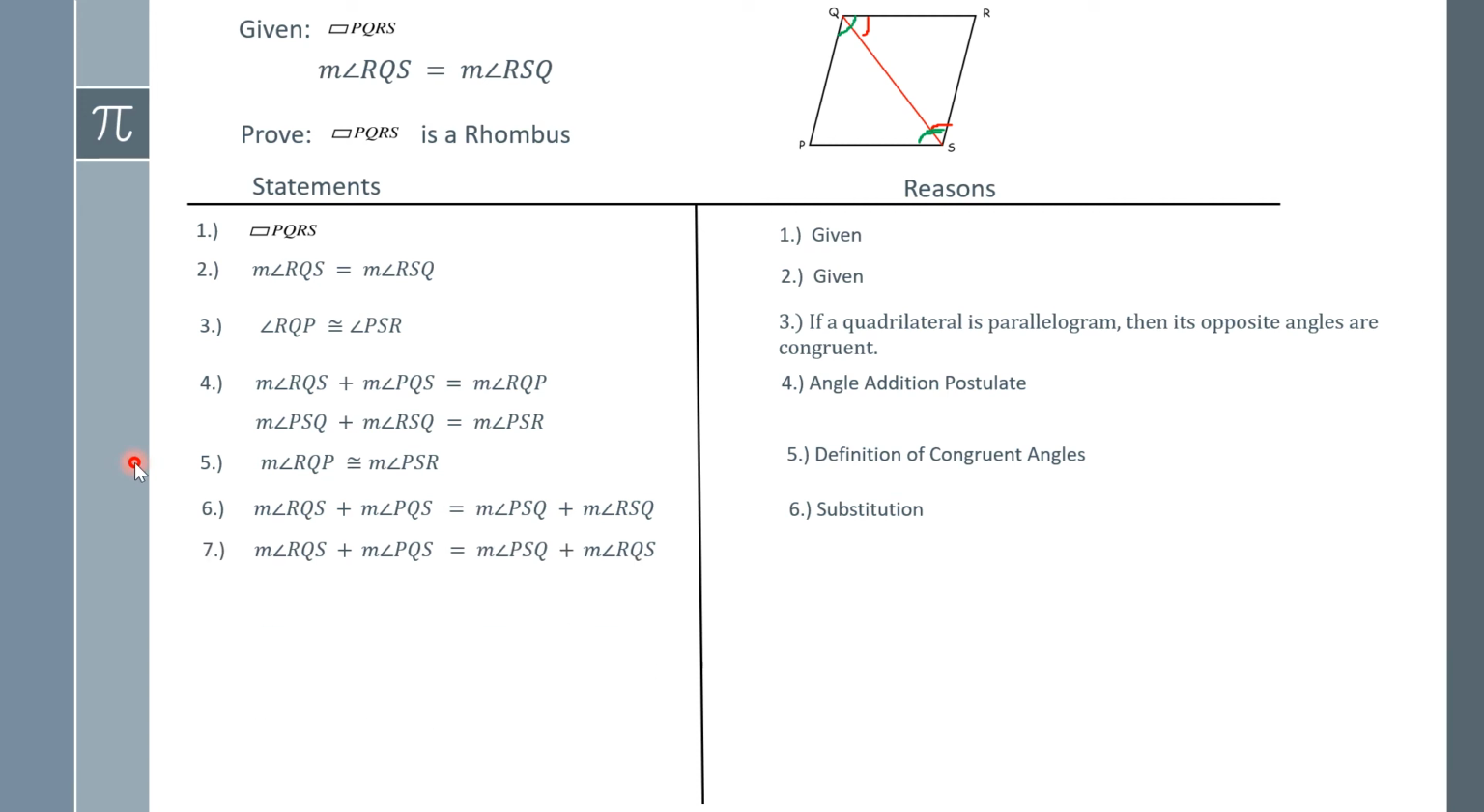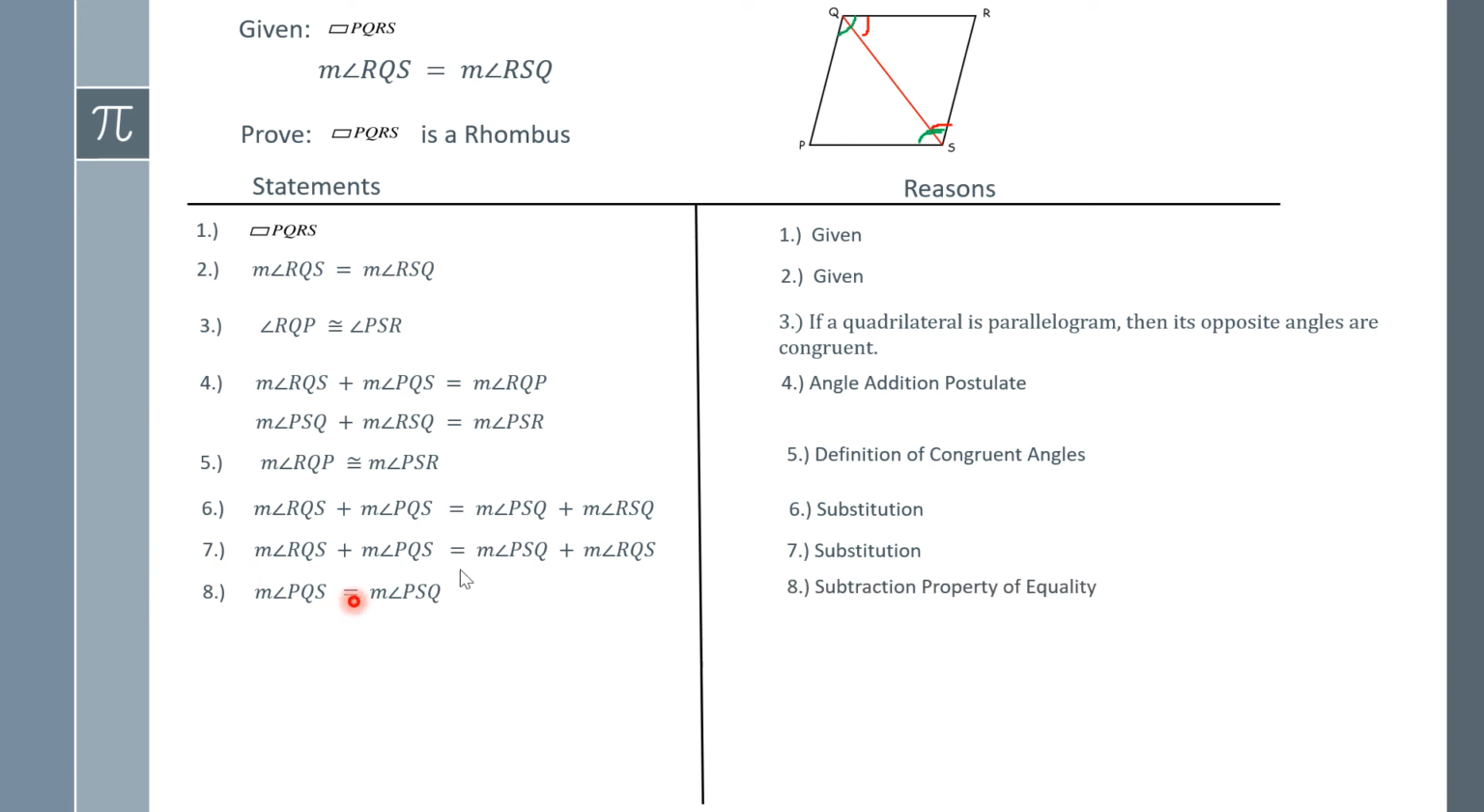Now, what did I do here? I did another substitution. I went back to my given. I have my given right here. RQS is congruent to, or equal to, RSQ. And I substituted RQS for RSQ. Now, if you look, we've got the same thing on both sides. So what that allows me to do is to use subtraction on this next step to get that PQS is equal to PSQ.